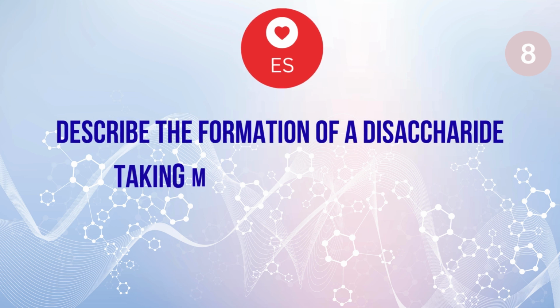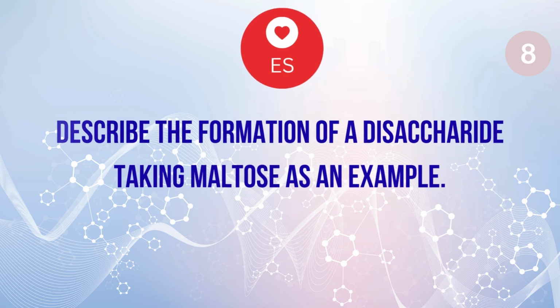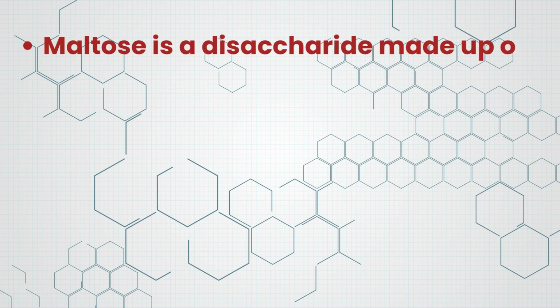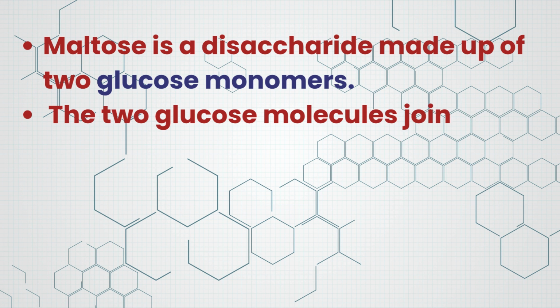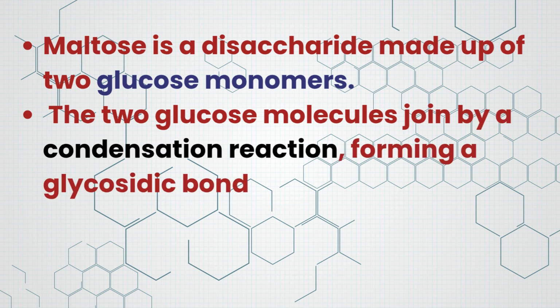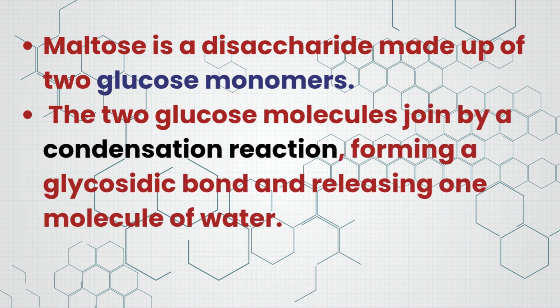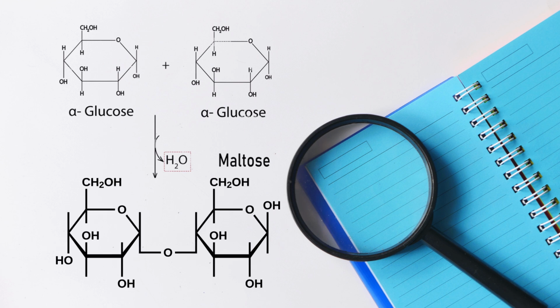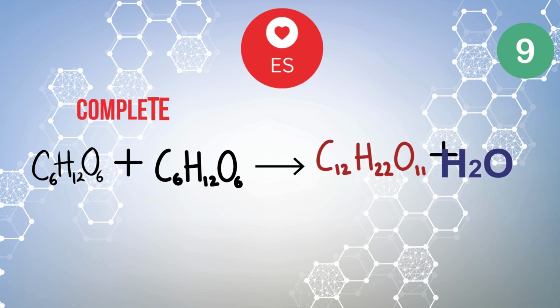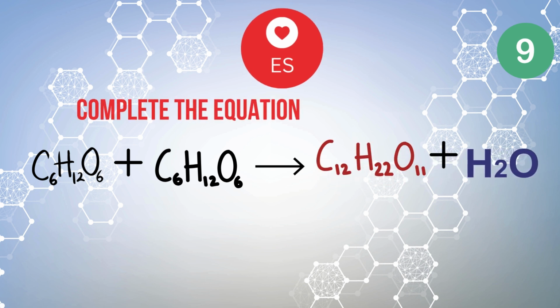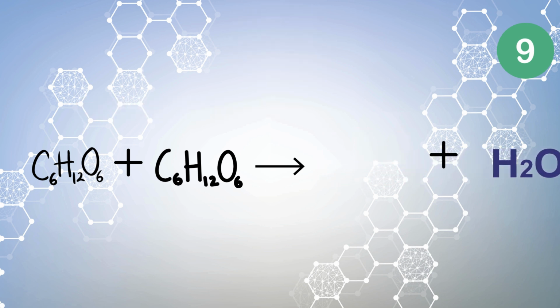Describe the formation of a disaccharide taking maltose as an example. Maltose is a disaccharide made up of two glucose monomers. The two glucose molecules join by a condensation reaction, forming a glycosidic bond and releasing one molecule of water. Complete the equation. Glucose and fructose form sucrose and water.